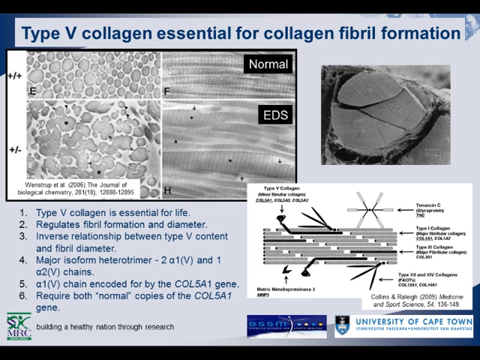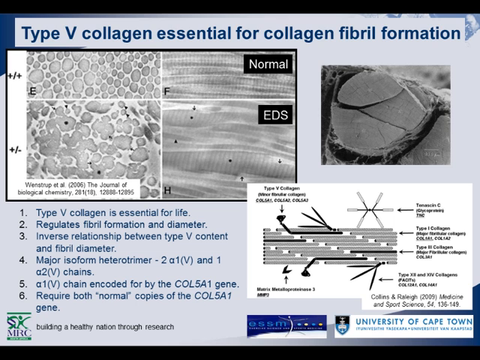So now I'm going to focus on one particular gene as an example of the several loci that we've identified. This gene is the COL5A1 gene, and it encodes for type 5 collagen. Type 5 collagen is one of the essential building blocks of the collagen fibril, and it is essential for life.